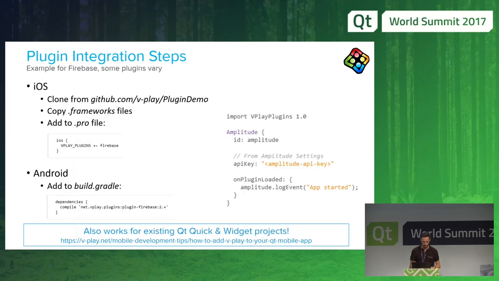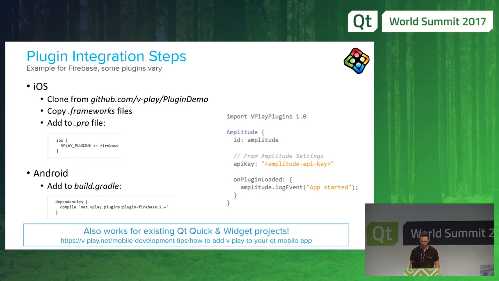This is how to implement this. For iOS, the profile needs to be modified. You can just copy the frameworks folder from the GitHub repository linked here and add the vplay plugins line to your profile. On Android, simply modify the build gradle file, and then the latest plugin is fetched from our servers. And we make sure the version of the plugin matches the Qt version that you currently have.